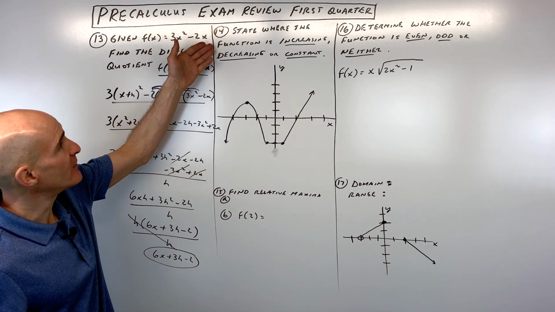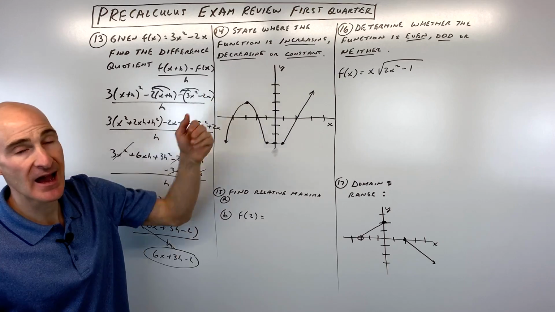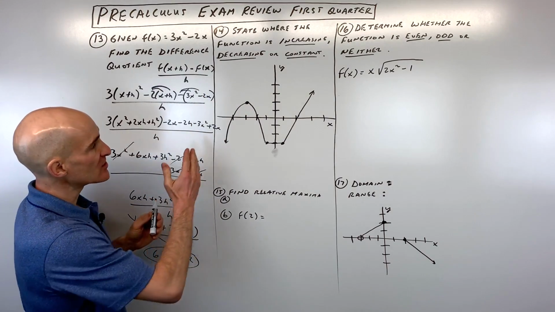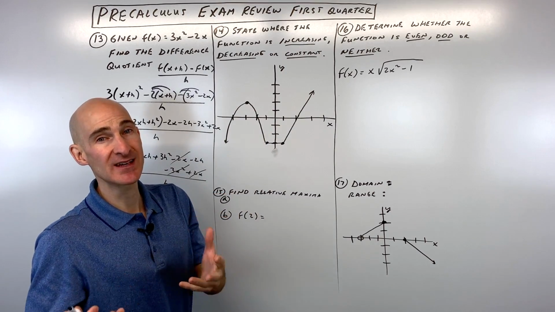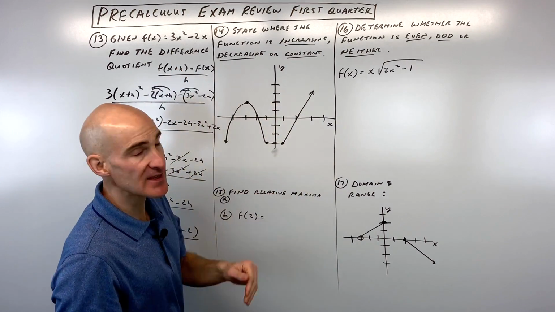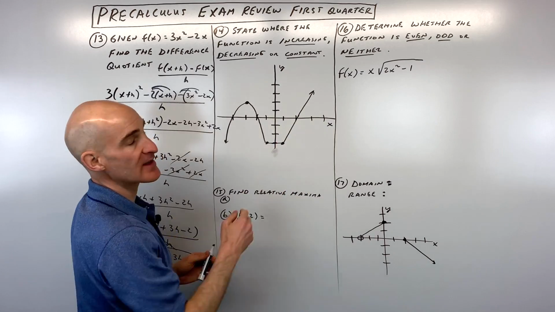Okay, let's look at number 14 here. It says state whether the function is increasing, decreasing, or constant. Now remember, it's just like reading from left to right. If the graph is going up to the right, that's like a positive slope, that's like increasing, right? If it's going down to the right, that's decreasing. If it's horizontal, that's constant.